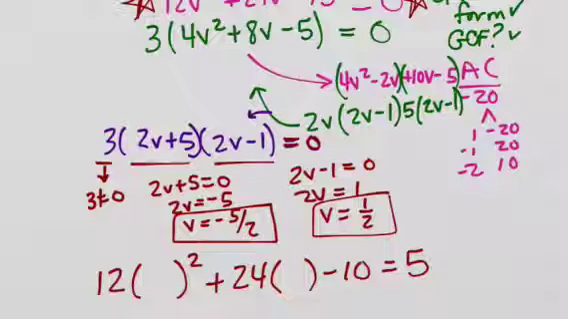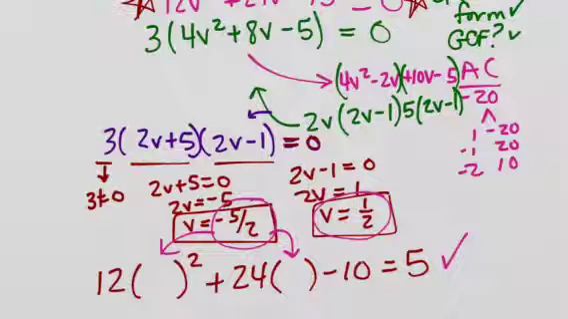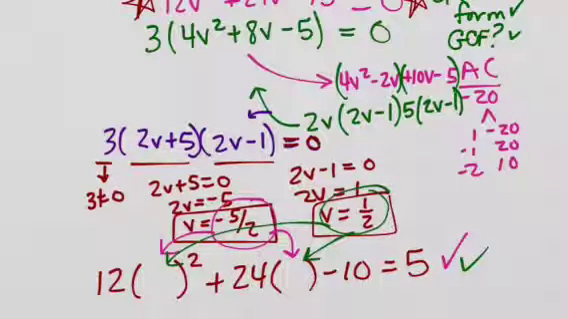So what you would do is test this answer in both spots, hit enter, see if it works, and it will. Then you test the other answer in both spots and see if it works, and it works as well. So your two answers again are 1/2 and negative 5/2.